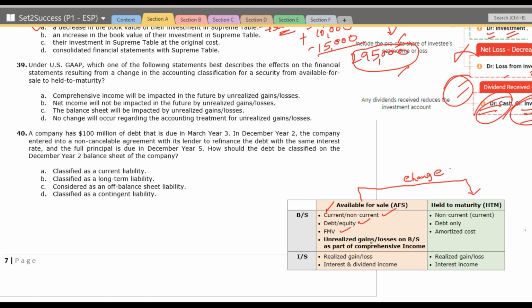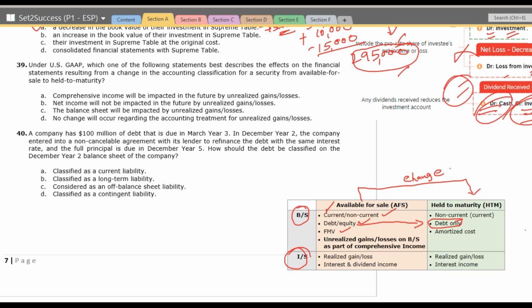So any unrealized gains and losses are part of comprehensive income, and that is reported in the balance sheet. And any realized gains and losses go to the income statement; interest and dividends also go to the income statement. Held to maturity is similar to available for sale securities. It can be non-current and current, but the major difference is that available for sale has debt and equity, but here we have debt only.